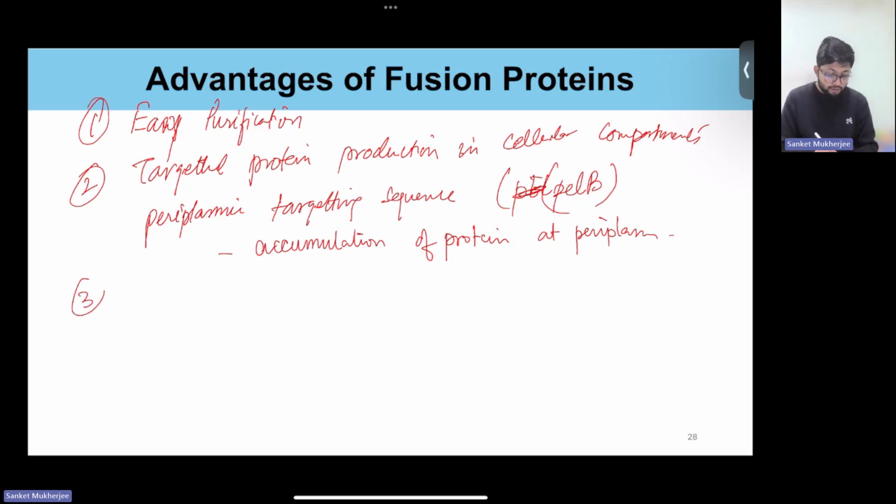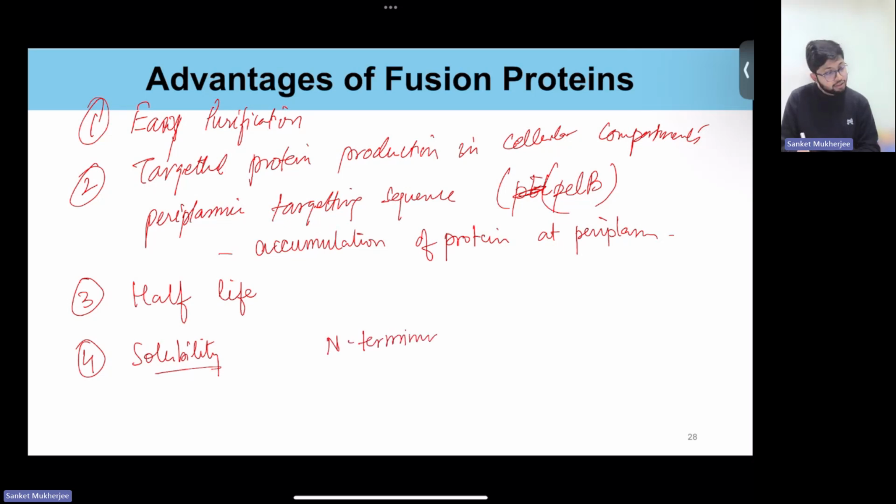Fusion proteins can also increase the half-life of a protein because they hide the potential sites which can be used for protease attack, so that can be prevented. Another thing is the solubility. These fusion tags can enhance the solubility of a protein, especially if present at the N terminus.